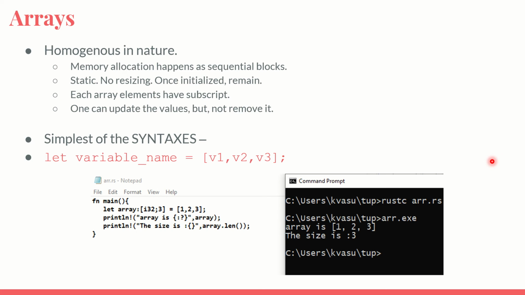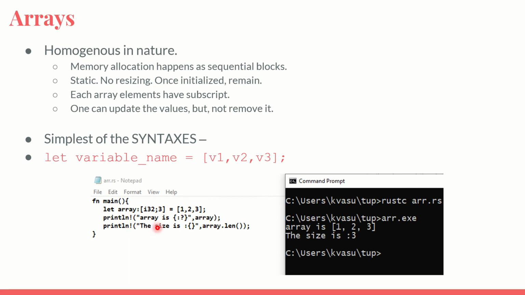Right. There are many syntaxes available with respect to arrays, and I'm going to choose the easiest one for you to understand. How do we go ahead with the array? let variable_name = [v1, v2, v3]; That's all. You have created an array. Now how do we go about programming? Very simple. let array: [i32; 3] = [1, 2, 3]; Now what do we do? We have assigned 1, 2, 3 to the array which is of size 3.